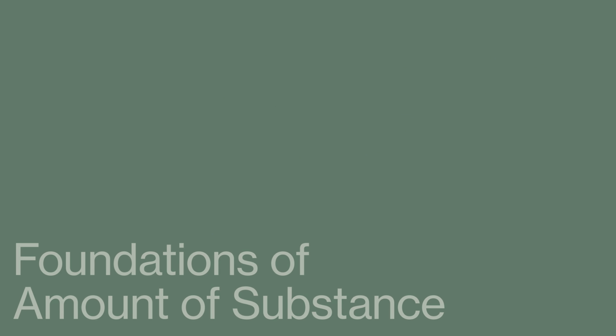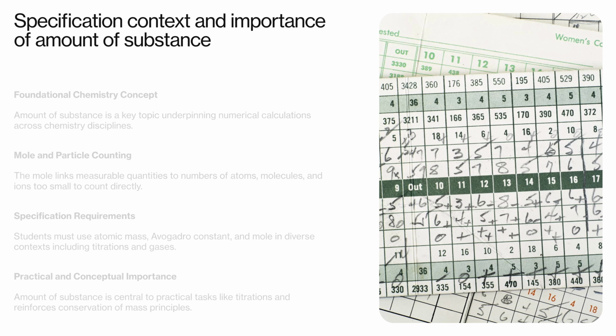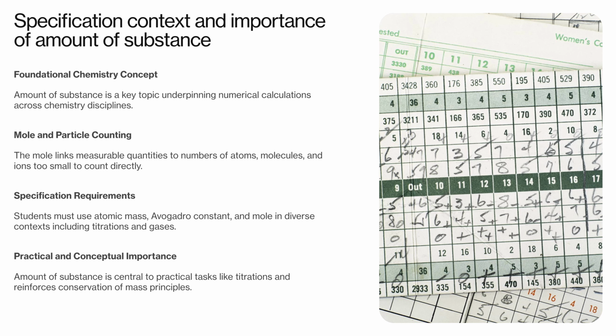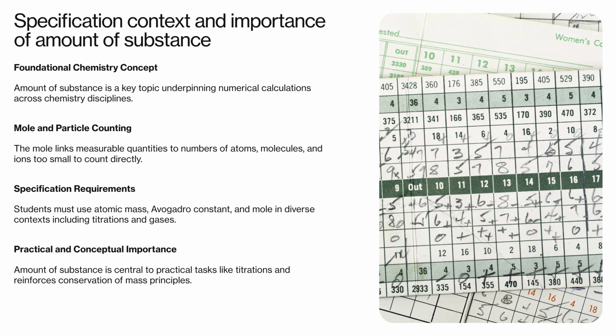Atoms and molecules are far too small to count individually. Instead, chemists use the mole, which is simply a counting unit, just like a dozen, but much larger. At a microscopic level, chemical reactions involve atoms, molecules, and ions reacting in fixed ratios, but these particles are far too small to count directly. The mole bridges this gap by linking measurable quantities to numbers of particles.